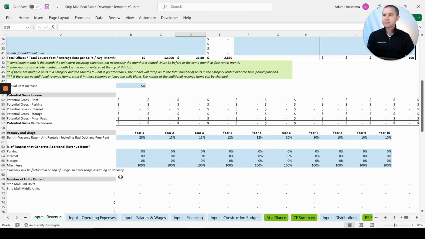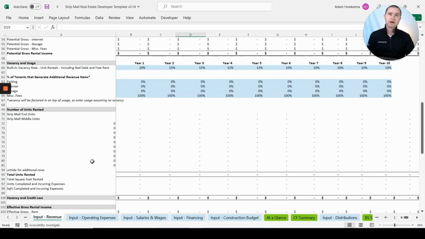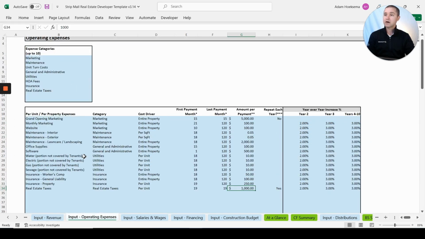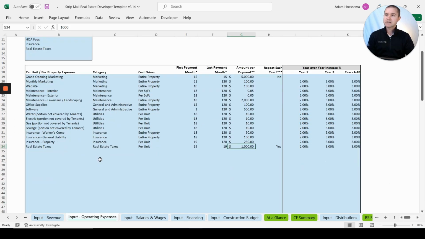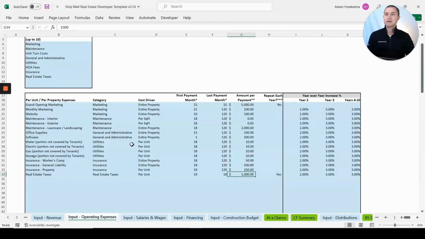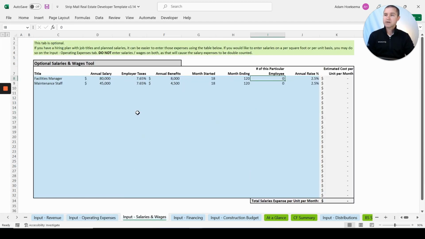You can enter in vacancy rate. This will help you forecast your gross potential income and effective gross income. And then we'll need to enter in our operating expenses here, so you can see how we can enter in specific operating expenses. Here we can enter in expenses as a percentage of revenue. Here we can enter expenses on a per unit, per square foot, or per property basis. And we can also enter in salaries and wages as well.